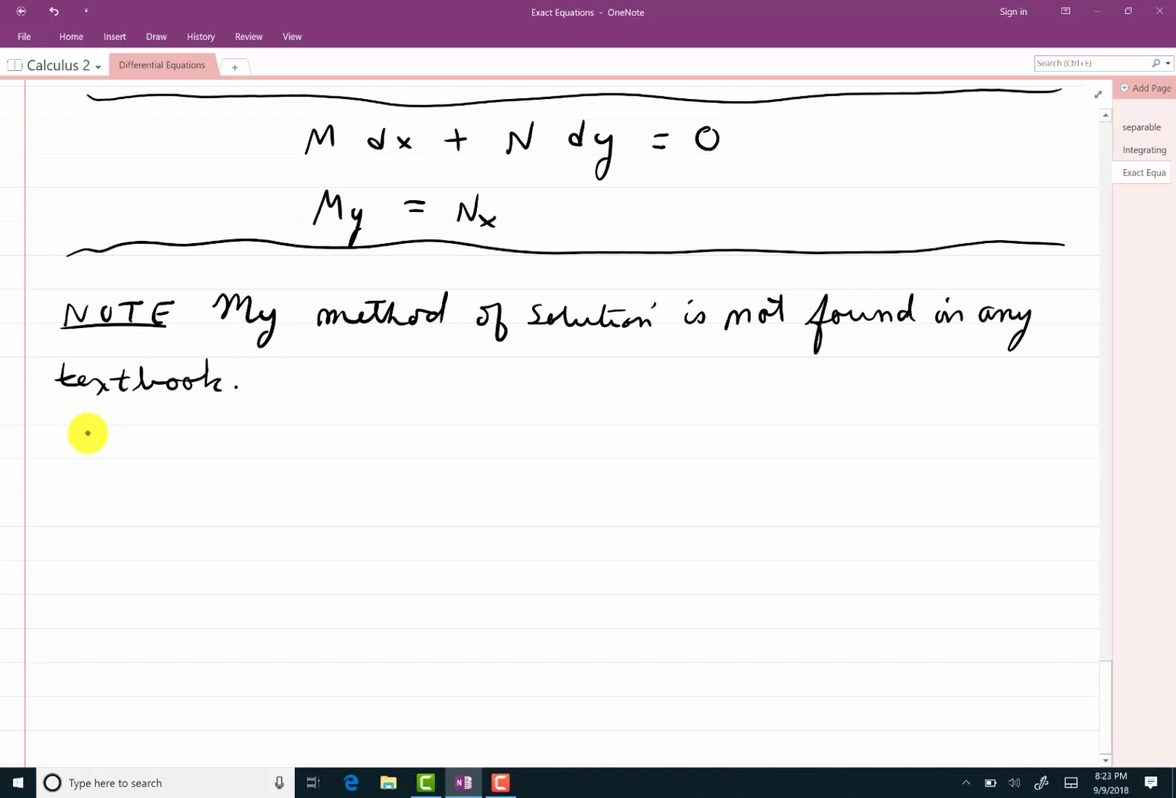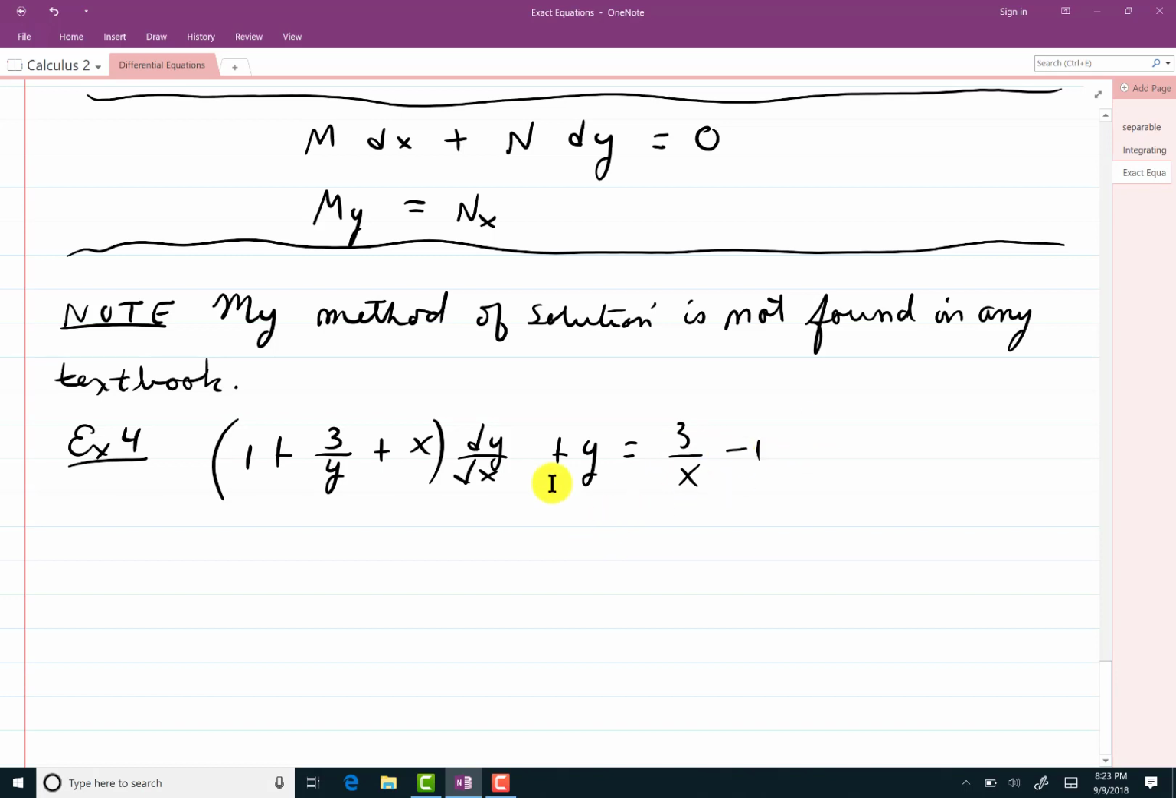Let me do another example to illustrate. So now we've got some of the theory out of the way. Let's go ahead and just solve one of these things and see how it works. So I'll start with 1 plus 3 over y plus x times dy over dx plus y equals 3 over x minus 1. Now the first thing you need to do is to make sure that you get it in the format that we've been doing with all the other ones.